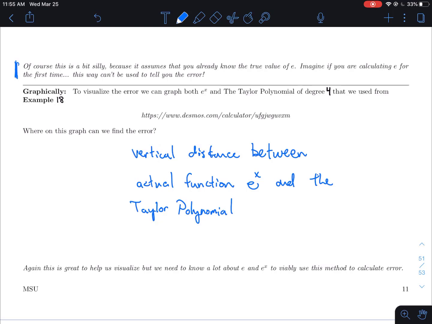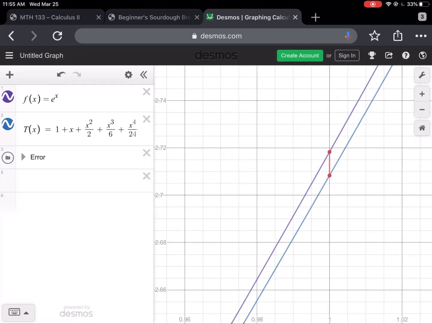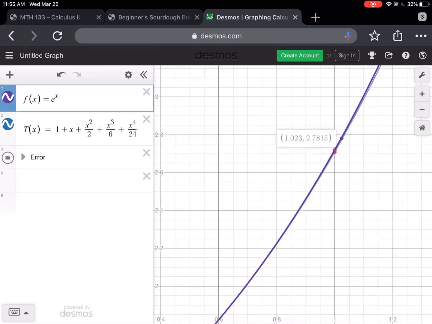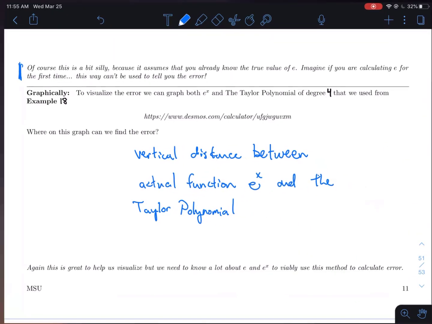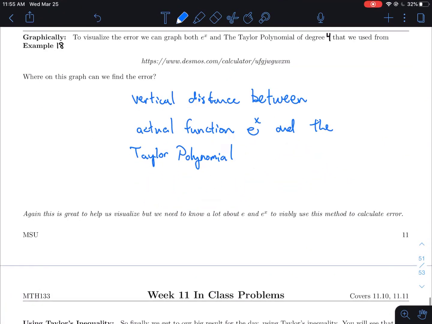And so we could see in this case that the error didn't end up being very large, relatively small, especially when we zoom out. We even saw that it's less than 1/100th. So the length of that line right there would be less than 1/100th. This is great for our understanding of what error is and how we can visualize it graphically. But still, we need to know a lot about e and e to the x in order to viably calculate the error using this method. So again, it's not really great either.